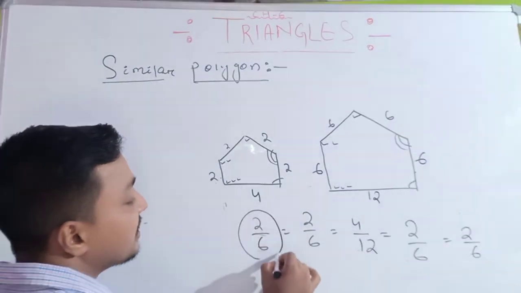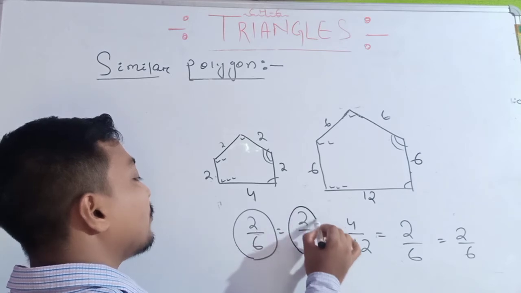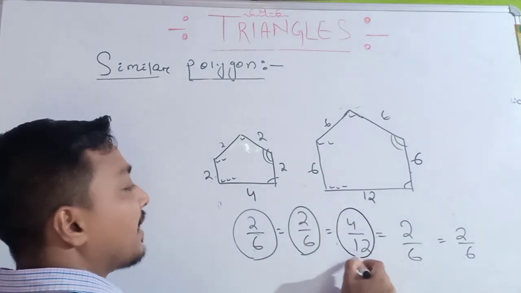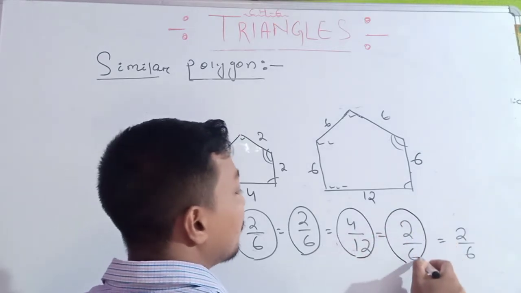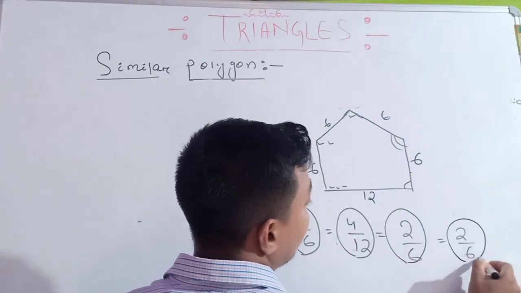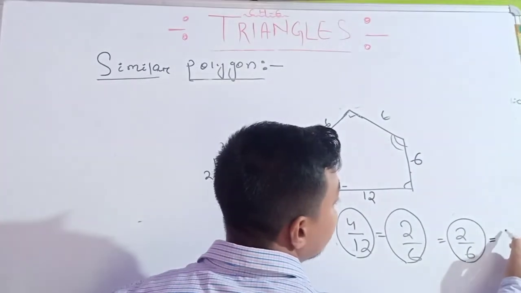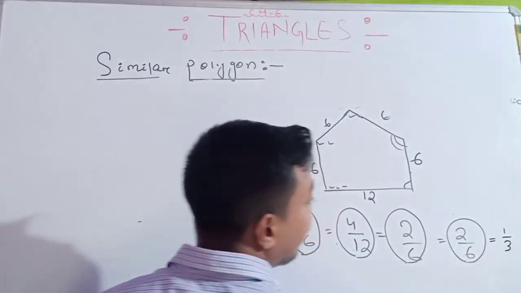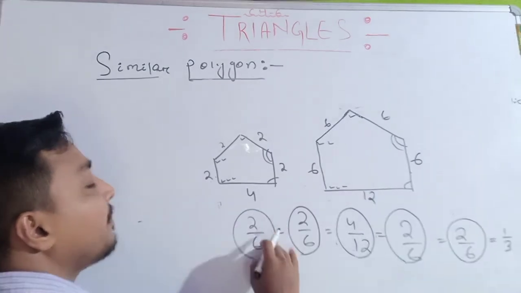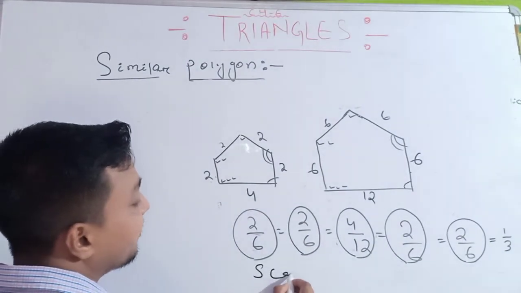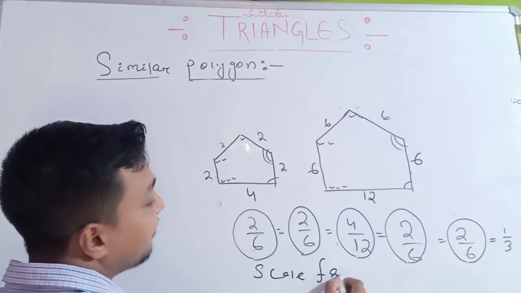Here this ratio, 2 by 6, is also 1 by 3. This one is also 1 by 3. This one is also 1 by 3. This one is also 1 by 3. So together all the ratios in simplest form are 1 by 3. The ratio between their corresponding sides is called our scale factor.